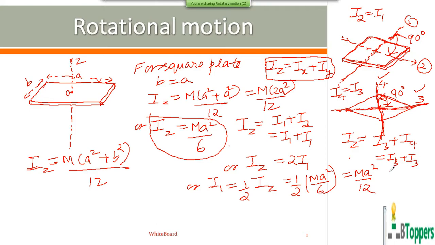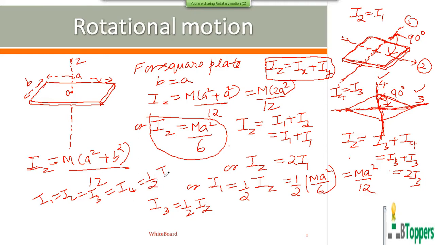So Iz can be written as 2I3, or I3 can also be written as half of Iz. That means you can observe that I1 equal to I2 equal to I3 equal to I4 equal to half of Iz. So the conclusion is that the moment of inertia of thin uniform square plate about any axis which lies in the plane of the square plate and which passes through the center of the square plate will be equal to half of the moment of inertia about its central axis of symmetry.